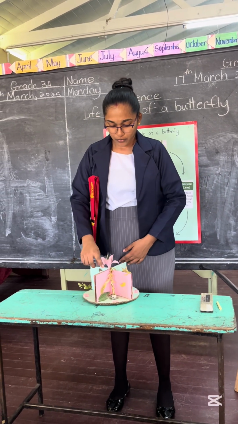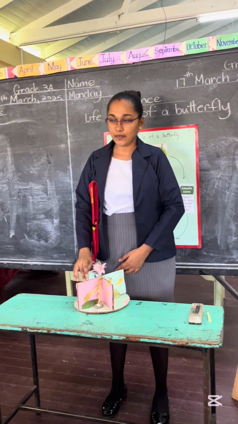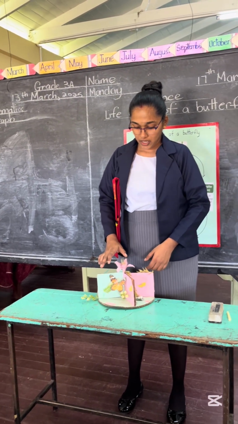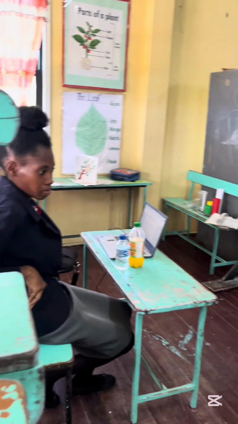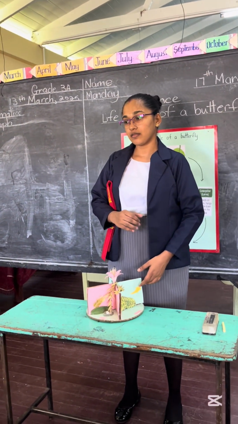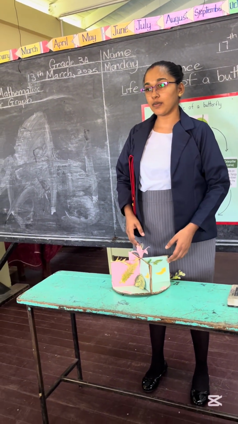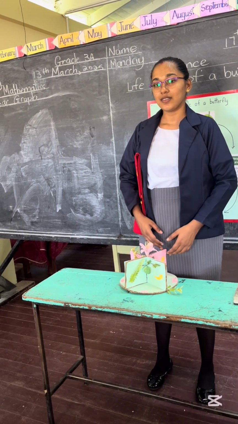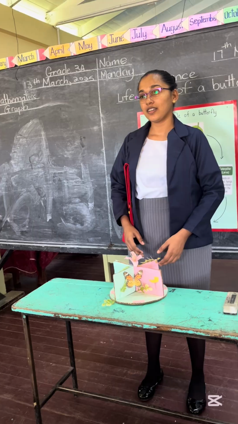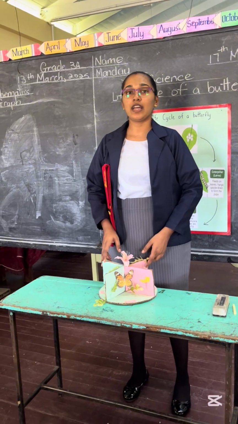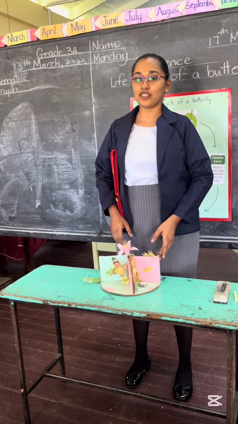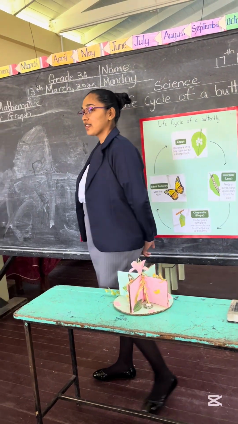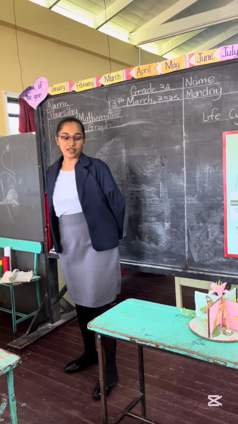So let's call. First, we have the egg. Say egg. Egg. Caterpillar. Caterpillar. Pupa. Pupa. Butterfly. Butterfly. Now you say it for me. Egg. Everybody. Egg. Caterpillar. Caterpillar. Chrysalis. Chrysalis. And butterfly. Butterfly. One more time and I want everybody's participation. Egg. Caterpillar. Chrysalis. Butterfly. Okay, lovely.